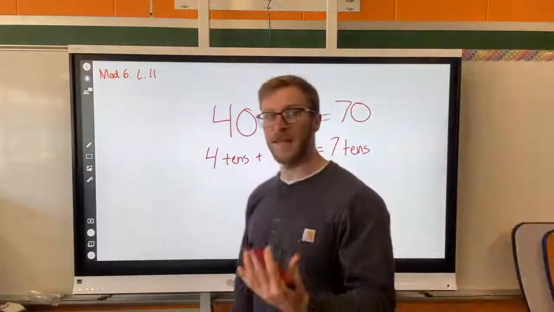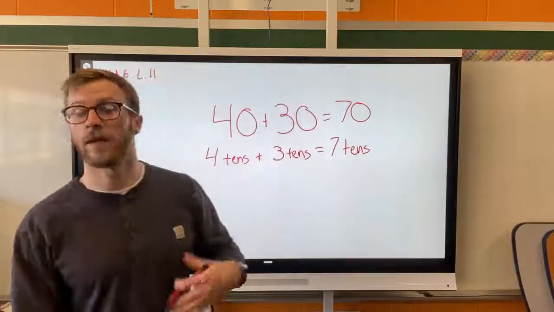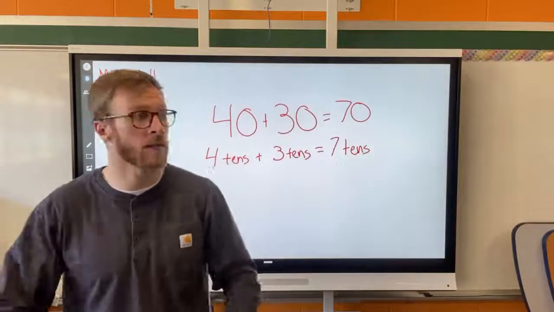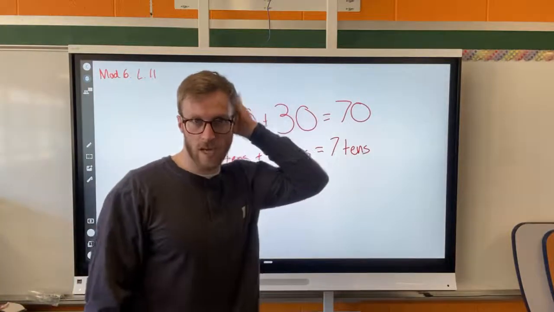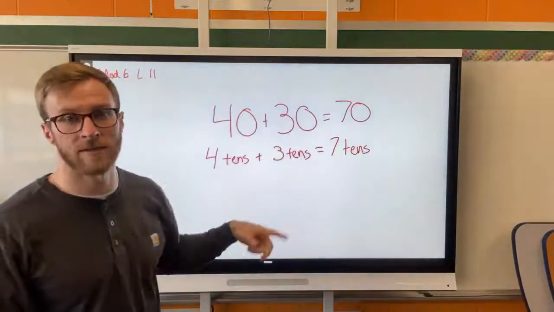Hopefully you got 70. If you didn't, that's okay. Pay attention to see where you might have made a mistake, because in math, we get to correct our mistakes. 7 tens, all right? So that could be one method. That's what we worked on a lot last time.